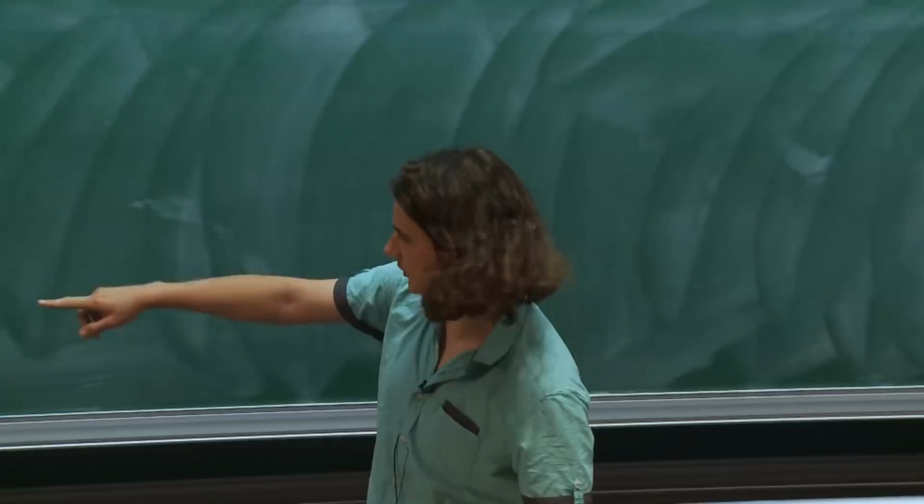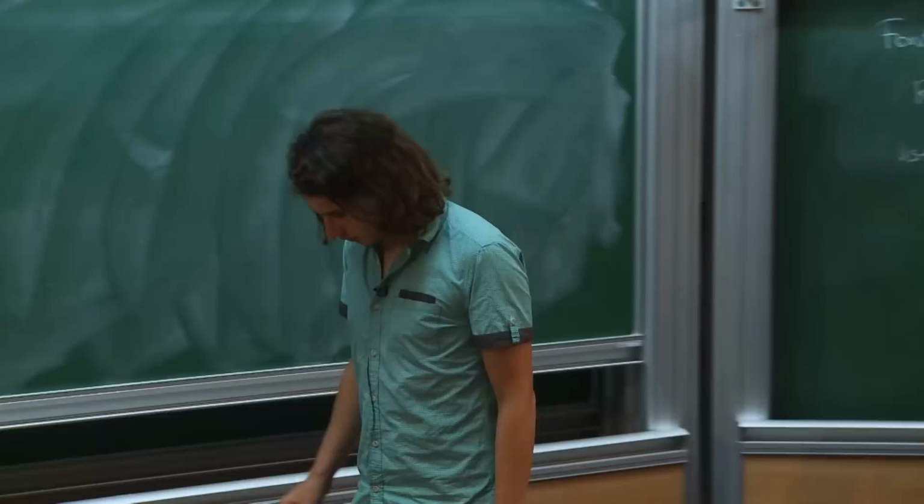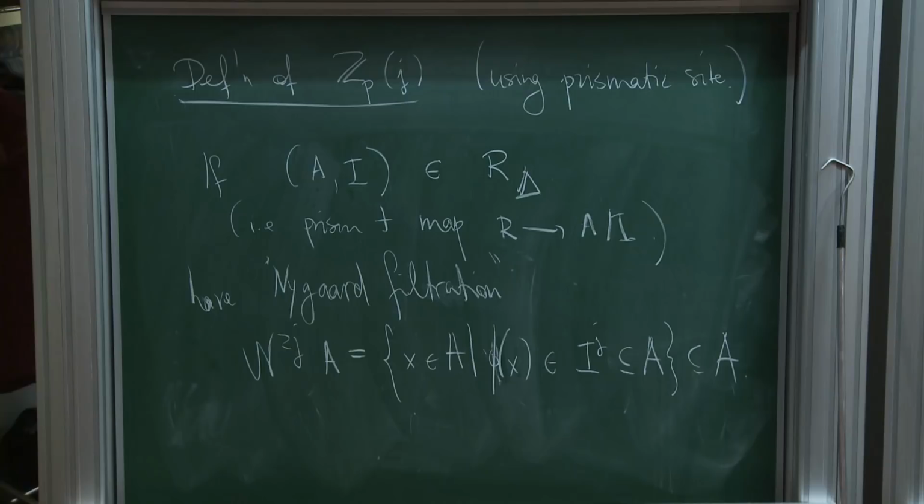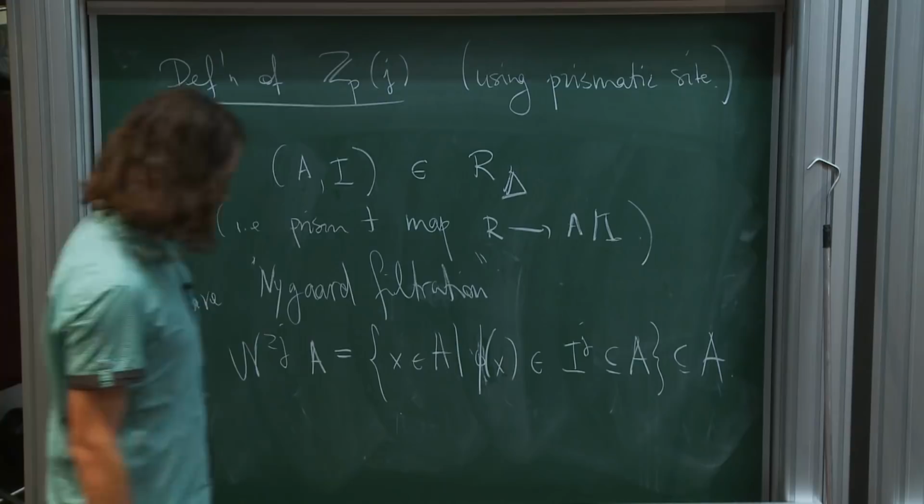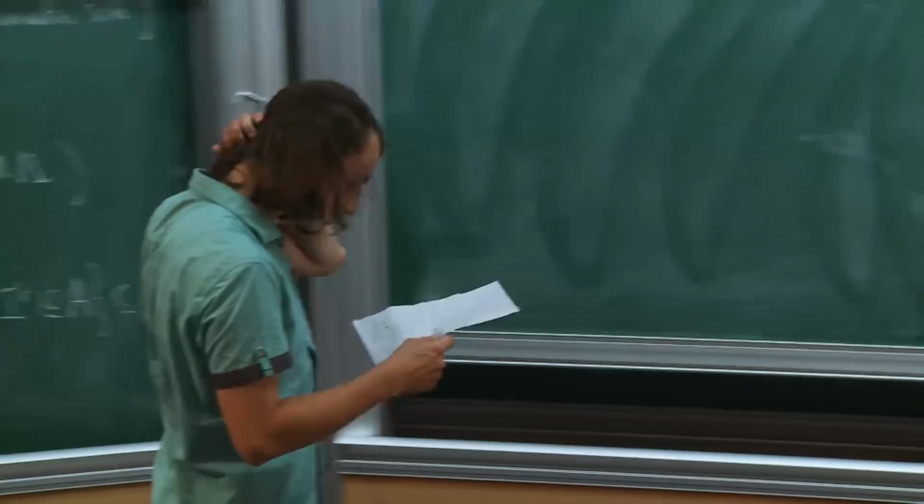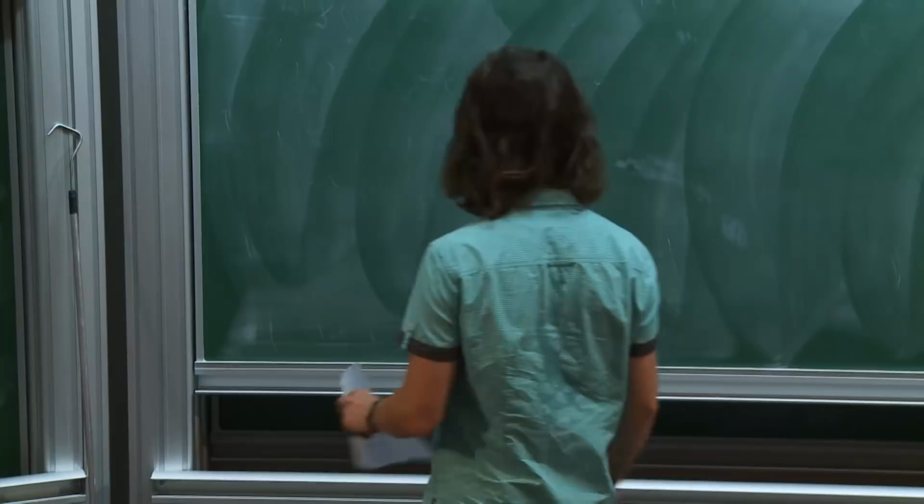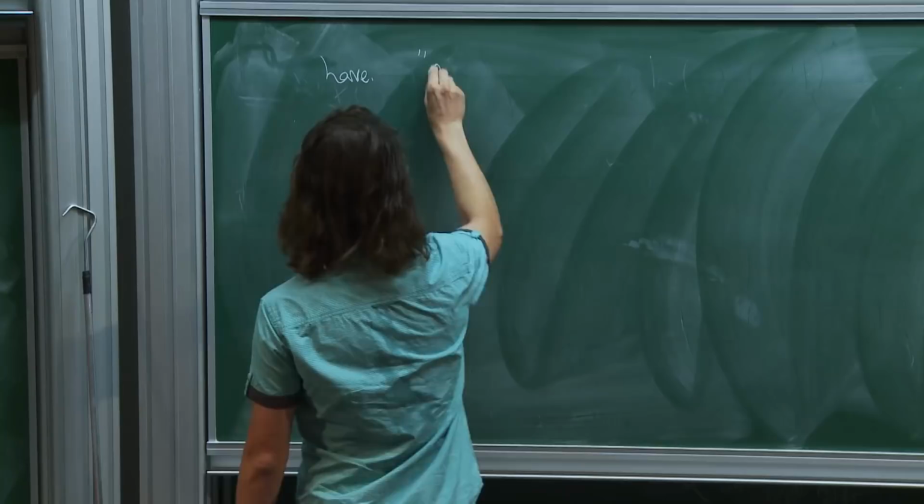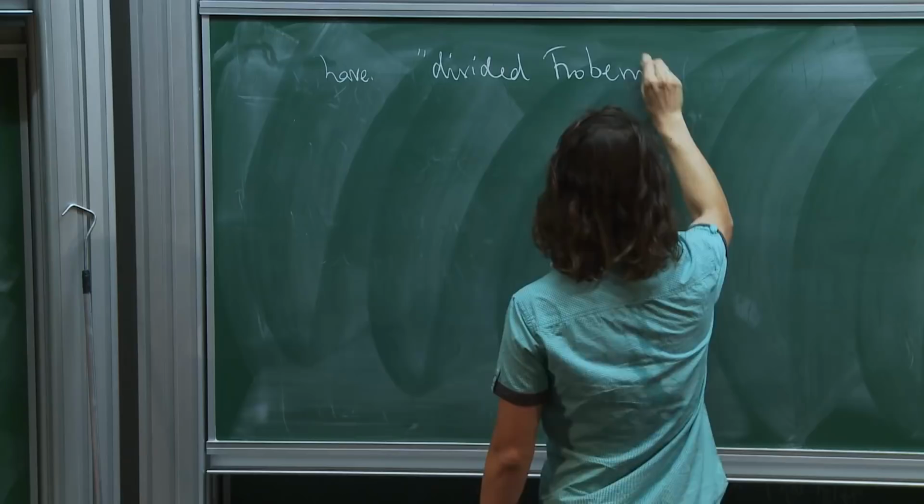So the crystalline case is like what was explained in the previous talk. By crystalline, I just mean that I is generated by P. So these are some of the things that come up if you do the prismatic story in characteristic P, where it's closely related to the crystalline story. And so we have a map, kind of a divided Frobenius. Let's call this phi j.